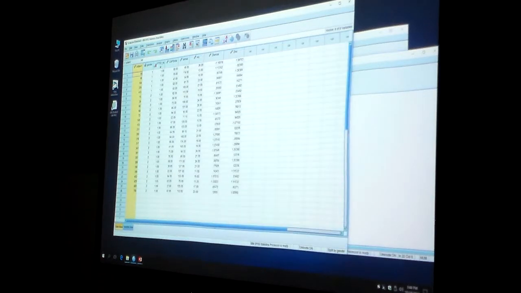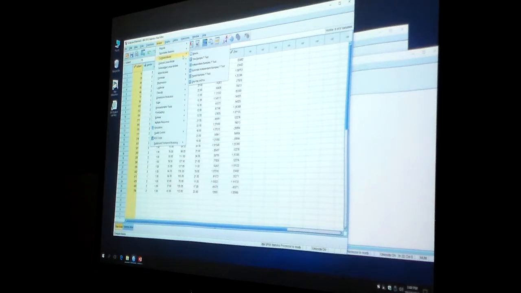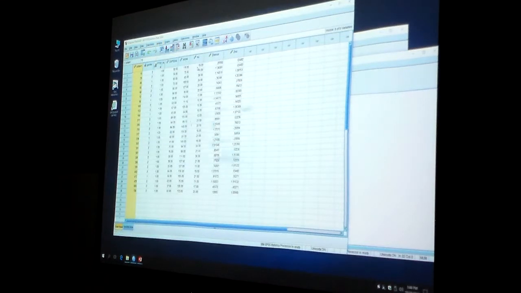And so what I'm going to do is sort this again to make sure that my split file isn't on. I'm going to go to Analyze, Compare Means, and go down to my independent sample t-test. Then I am going to say I want to run a t-test on my Locke-Wallace and my Marlowe-Crowne. My grouping variable is going to be gender, and then I have to hit define groups.